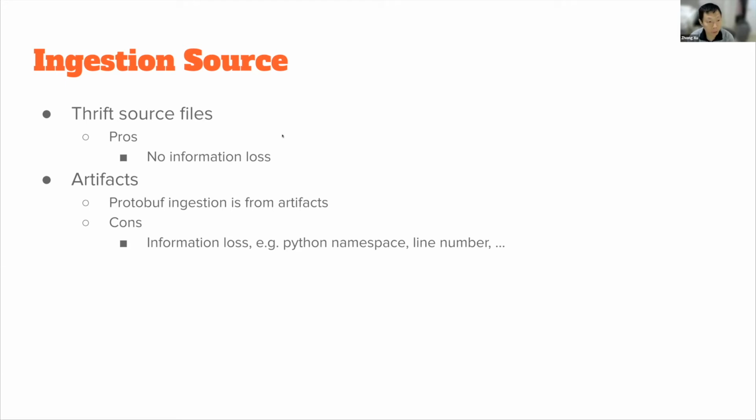We thought about two approaches. One is directly from the Thrift source file, and another is from generated artifacts. If we generate from artifacts, it will be very similar to the current protobuf ingestion. But it has a disadvantage because some information is lost, for example the Python namespace and line number, and those annotations or other additional information are very important to us. So we decided to go from the source file.